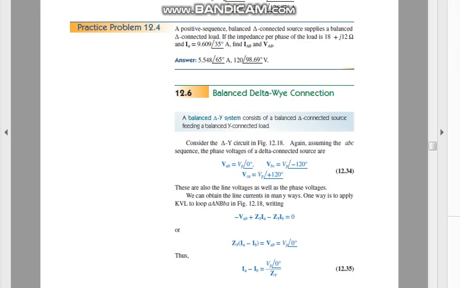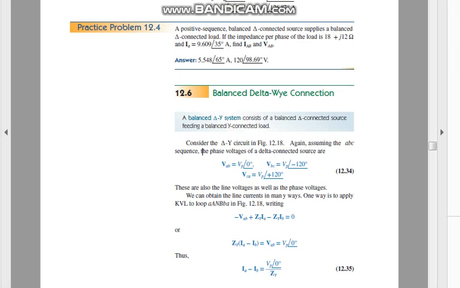The last formation of the balanced delta Y connection. The balanced delta Y system consists of a balanced delta connected source feeding a balanced Y connected load. That means delta on the generator and Y on the load section. In that particular concept, we will go through the phase voltage in a delta connection. That means phase voltage is equal to the line voltage.